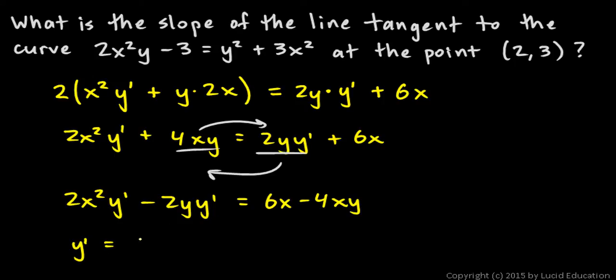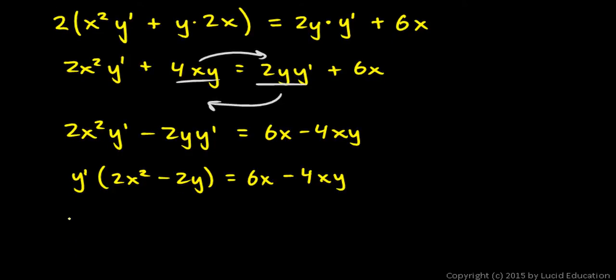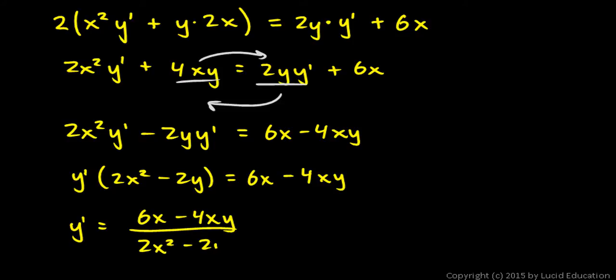Y prime, which is what I'm looking for, is, excuse me, y prime times 2x squared minus 2y equals the right hand side, 6x minus 4xy. Okay, then solve for y prime just by dividing by the other factor. So we get 6x minus 4xy over 2x squared minus 2y.